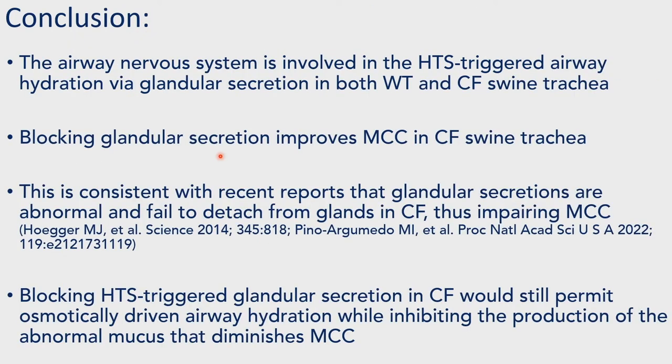So in conclusion, the airway nervous system is involved in hypertonic saline-triggered airway hydration through gland secretion in both wild-type and CF swine trachea. Blocking the gland secretion improves the MCC process in the CF swine trachea. In contrast, in the wild-type swine trachea, blocking gland secretion reduces the MCC process.